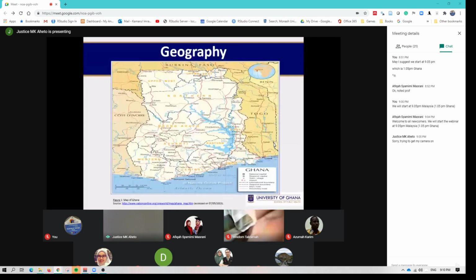Some of you might have seen the map of Ghana already or know something about Ghana, but I just want to take the opportunity to showcase how the map of Ghana looks. If you look at the map, to the left we have Côte d'Ivoire, to the top we have Burkina Faso, to the right we have Togo, and down there we have the Atlantic Ocean. These are the countries and landmarks that border Ghana.